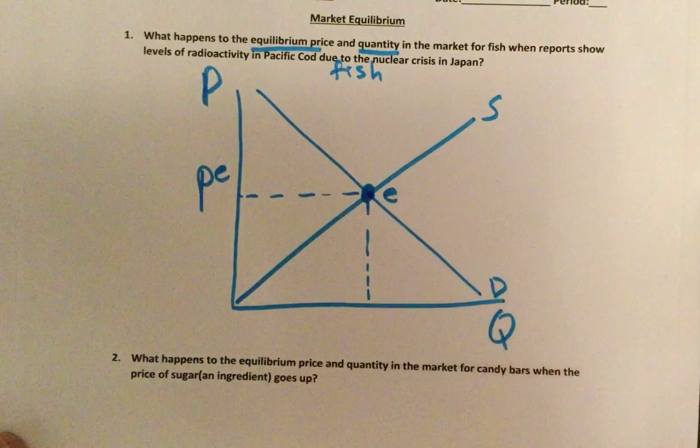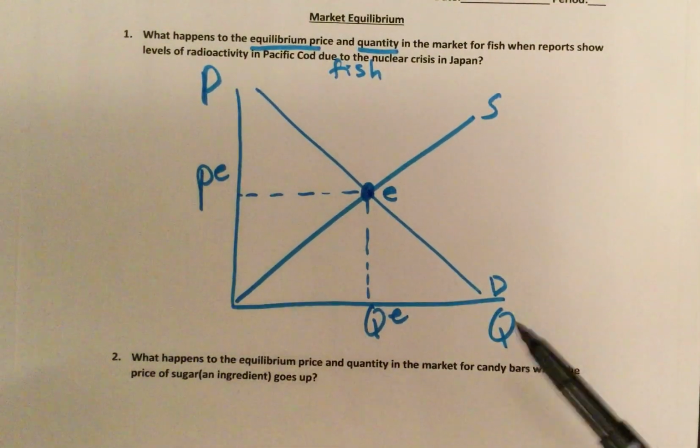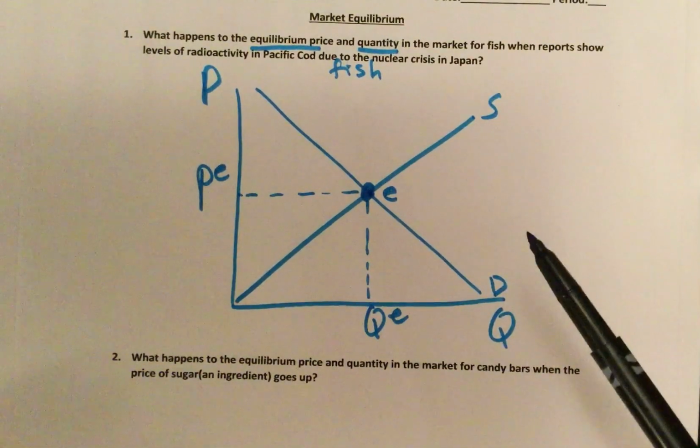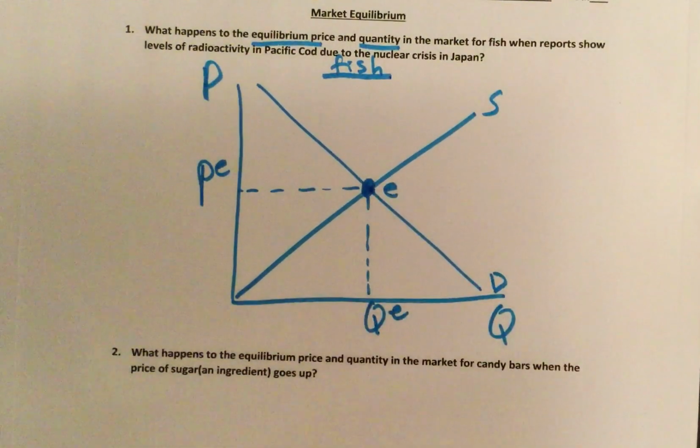And then you're going to dash to the x-axis. This is your quantity equilibrium. So this is how you should start every single one of your questions. The only thing that would be different is what market you are referring to.